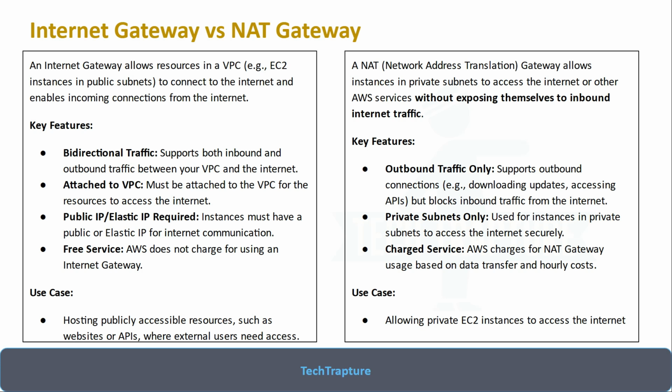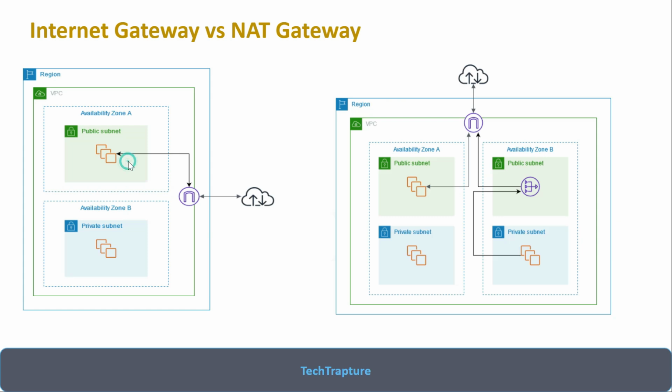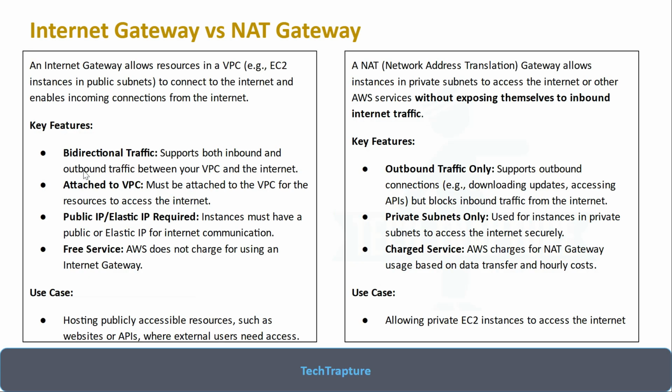It is also required if you want to connect from your remote system. Suppose I want to connect to my EC2 instance from my laptop remotely. In that case also I need an internet gateway. So you can see in the features, the first point is bidirectional traffic. It means it supports both inbound and outbound connections. You need an internet gateway when you want to access the internet, as well as when you want to access your EC2 instance from the internet.